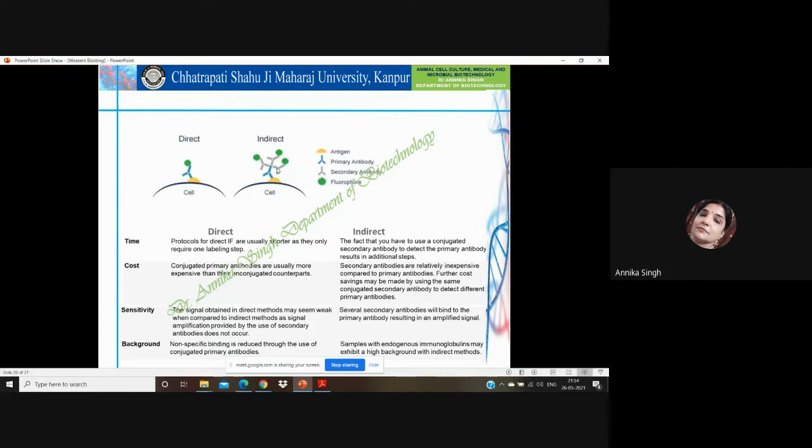The sensitivity of the indirect assay is much higher in comparison to the direct one, because, as you can see in this picture, several secondary antibodies can bind to the primary antibody, resulting in an amplified signal. So a small amount of antigen can be detected with the indirect immunofluorescence assay. And if we talk about the background, the background is higher in case of indirect immunofluorescence assay.